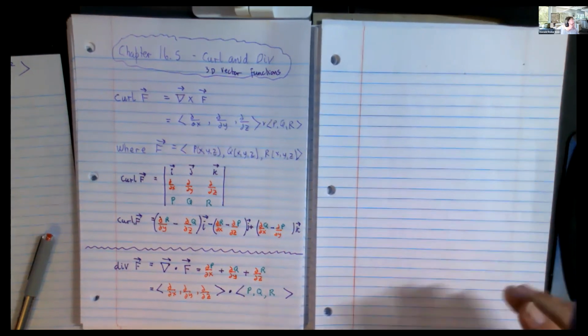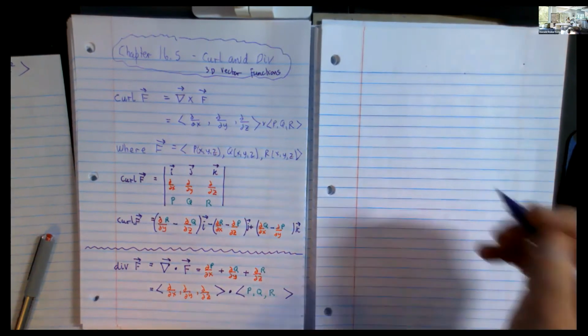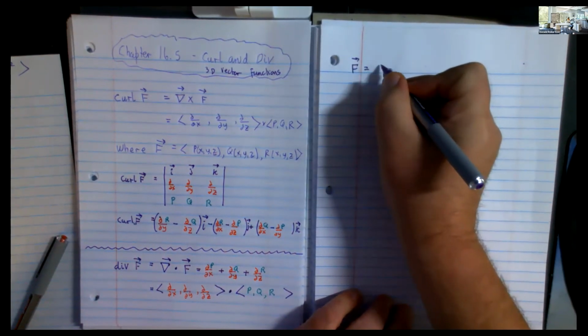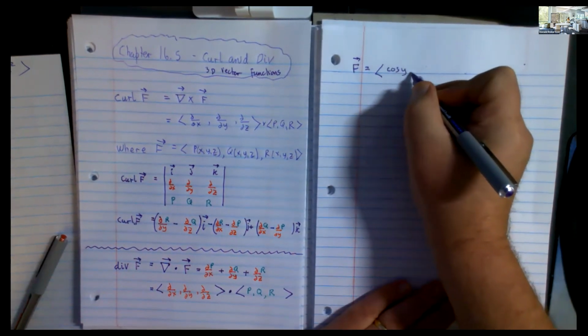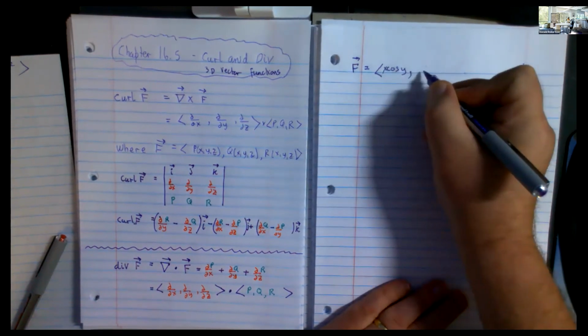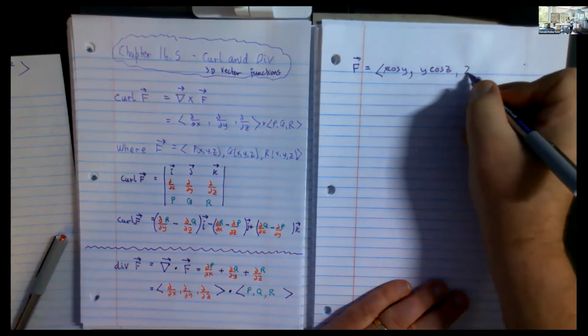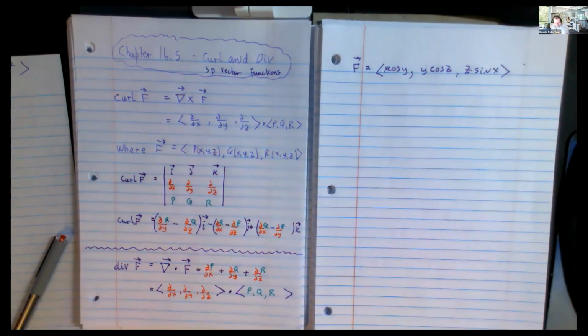But I should try another one. What one shall I try? Well, I don't really have that many more of these ones to go before we've used up. I'll make up my own. That's good. Right, let's have F being, what will I have? Let's just do cosine y, no, x cosine y, cosine z, and z sine x. This could be interesting.